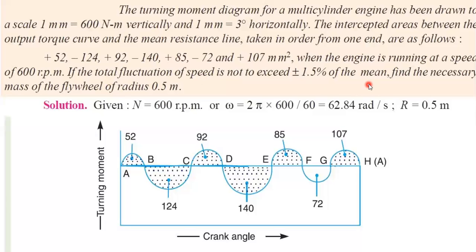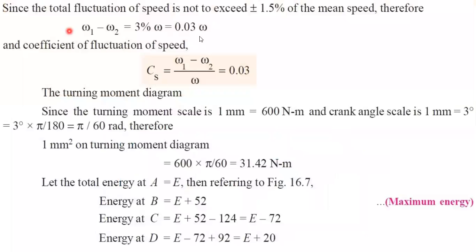So we'll be seeing here, actually, since the fluctuation of the speed is not to exceed plus or minus 1.5% of the mean speed, omega 1 minus omega 2 will be 3% of omega. This 3% is plus 1.5 minus of minus 1.5, so automatically it becomes 3%. So finally, 3% we can write as 0.03.